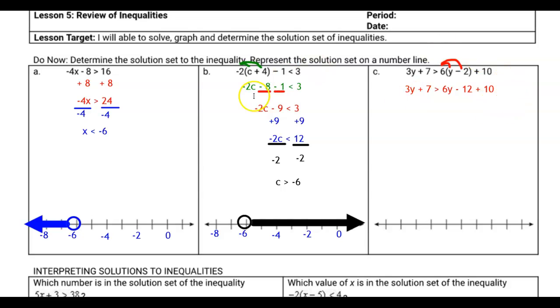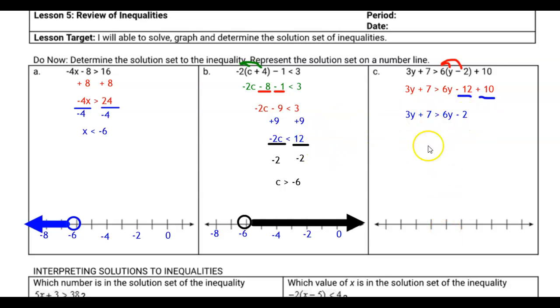We're always looking for distributive property first, and it looks like we have distributive property here. We did 6 times y is 6y, 6 times -2 is -12. Everything else stayed the same. Now I'm looking to see if I can simplify that right-hand side of the inequality, which I can. I have two like terms, -12 and +10. Those constants can combine.